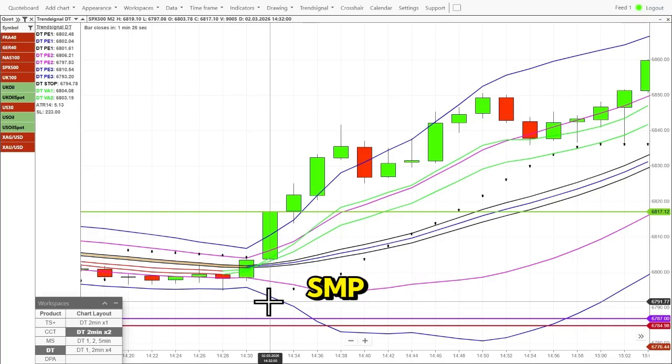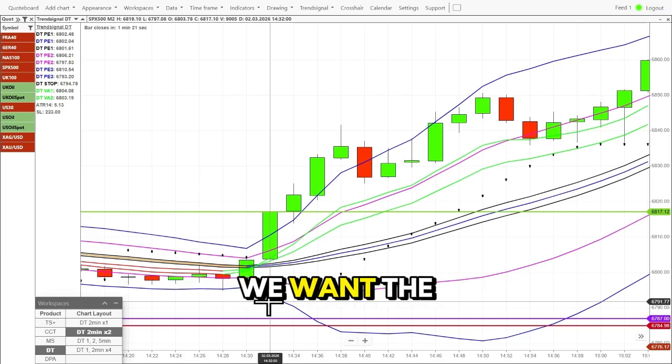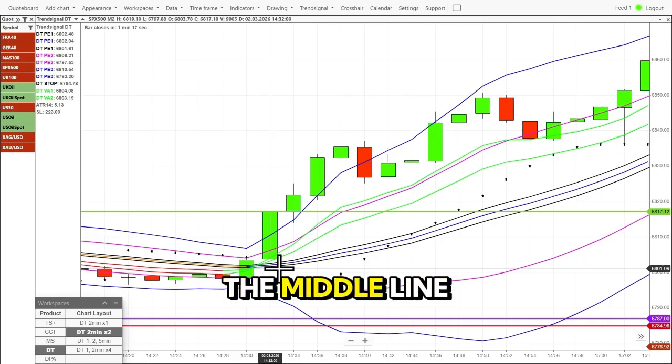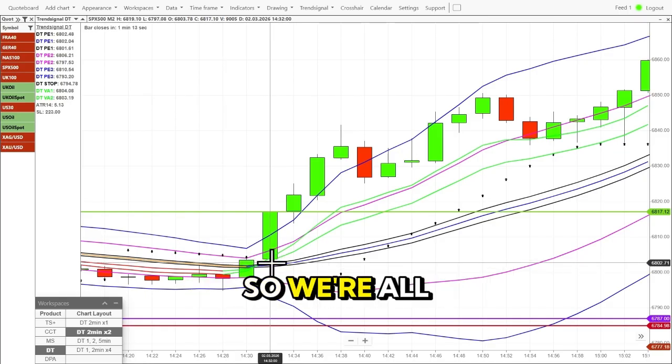It doesn't exist on the S&P. It's always wide enough as long as you're trading in normal market hours. And finally, we want the trend to be in our favor because this is a lower energy trade. We want that extra support. You can see the middle line here has changed from orange to blue, supporting the buy motion. So we're all good to go.